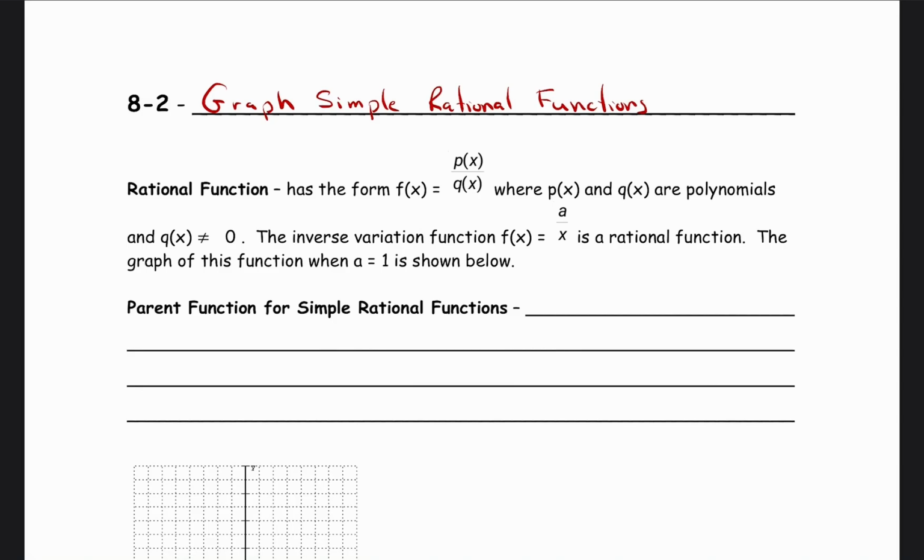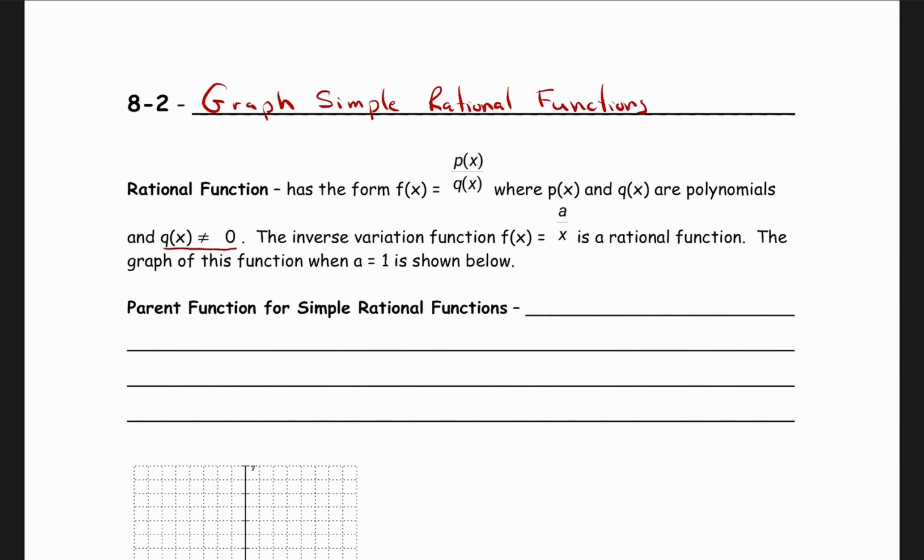Okay, so a rational function is a function that has the form f of x equals p of x over q of x. So basically what we're saying is that we have a polynomial in the top and bottom of our function. And q of x cannot equal 0 because we can never divide by 0, because we know that sends things off to infinity and it's undefined.